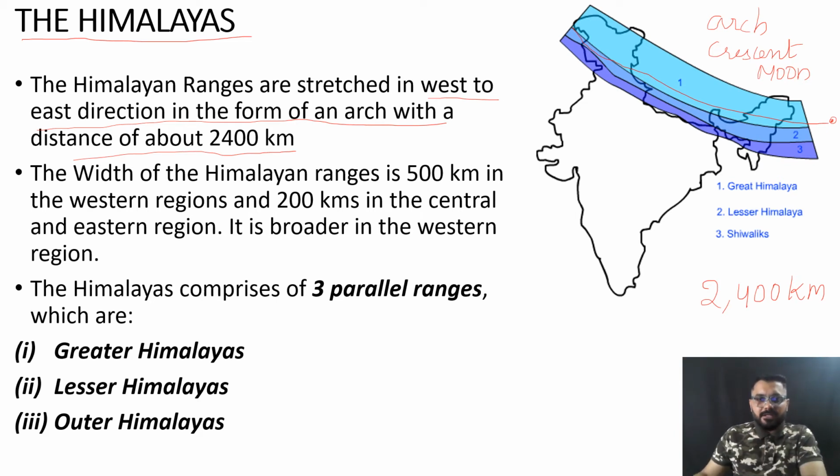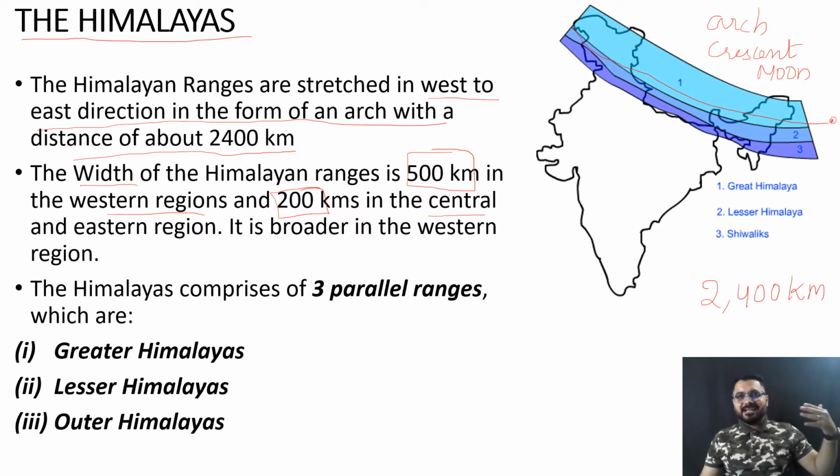Another important point that you must note is the width of the Himalayas. The width is more on the western side of the Himalayas. That is, they are broader in the western region. On average, they are about 500 kilometers broad in the western region, whereas in the central and the eastern region they are about 200 kilometers. So that is the width of the Himalayas.